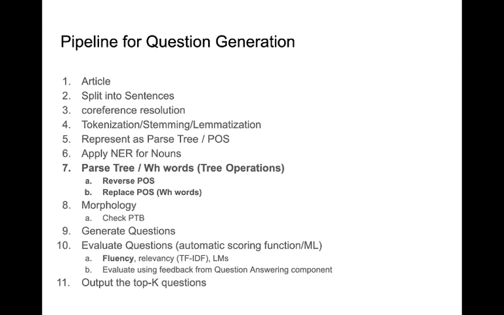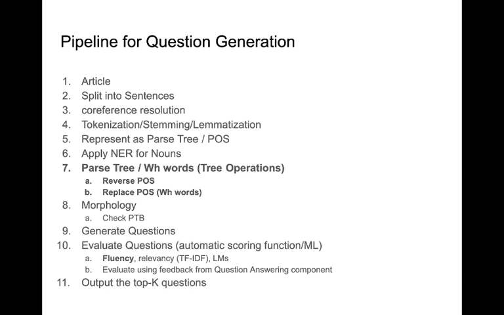For the pipeline for question generation, given an article, we want to split it into sentences. Then we want to do coreference resolution to find out which parts of the sentence refer to the same entity. And we want to tokenize all of these. We want to represent these tokens as a parse tree, and then we apply named entity recognition to find the important things. Then we make these into parse trees so that we can do our own manual tree operations to shift a statement into a question and replace a named entity with a who word.